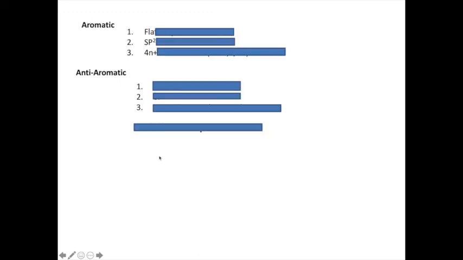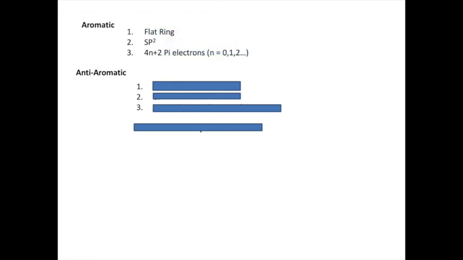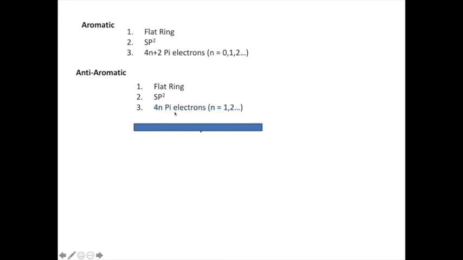And then aromaticity, quick review. To be aromatic, you need to have a flat ring, sp2 all the way around, and you need to have a certain number of pi electrons that can be generated by this formula. Put 0 in there: 2 pi electrons. To be aromatic, you get 2, 6, 10. To be anti-aromatic, you have to be a flat ring, sp2 all the way around, and have a different number of electrons. So it could be 4, 8, 12.